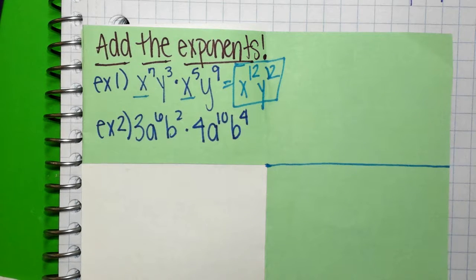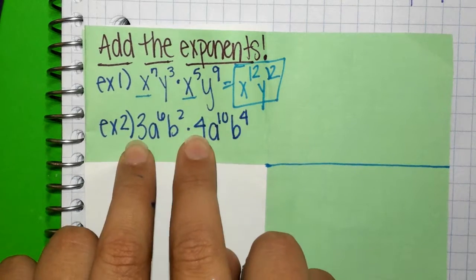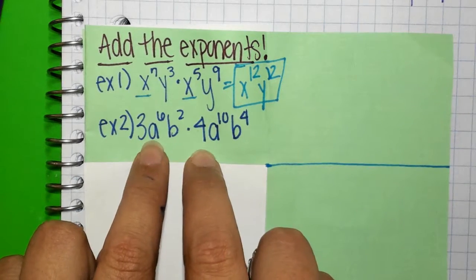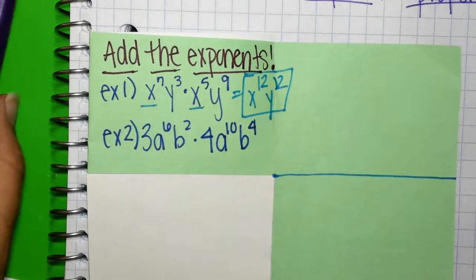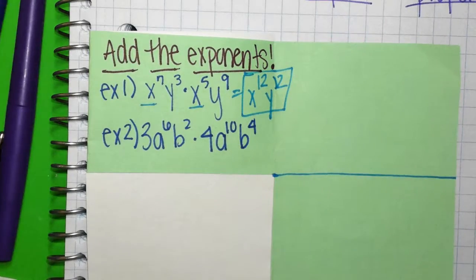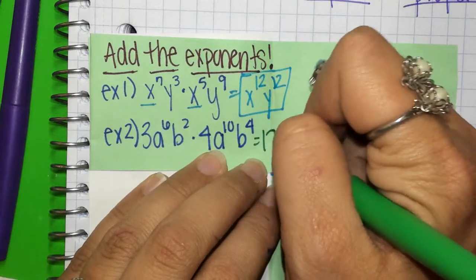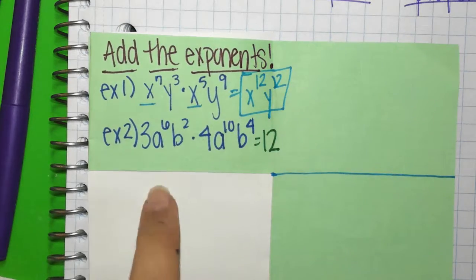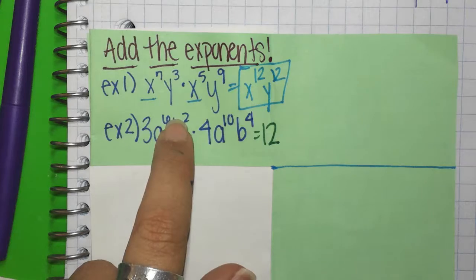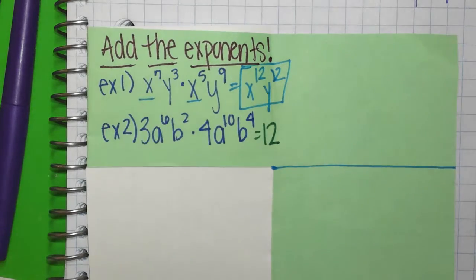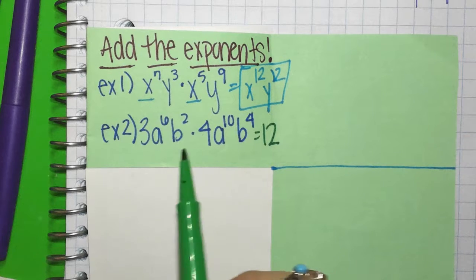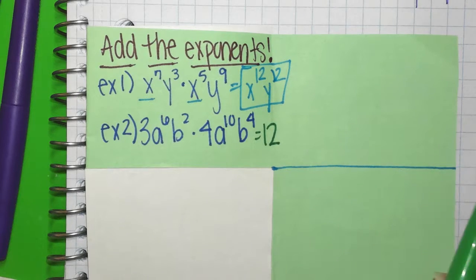Okay, now, are the 3 and 4 out front exponents or coefficients? Those are coefficients. Those are not exponents. So what would we do with that 3 and the 4? You would multiply those together. So what is 3 times 4? Okay, now, can we add that 6 and 2 together? They're not like bases. But can we add the 6 and the 10?